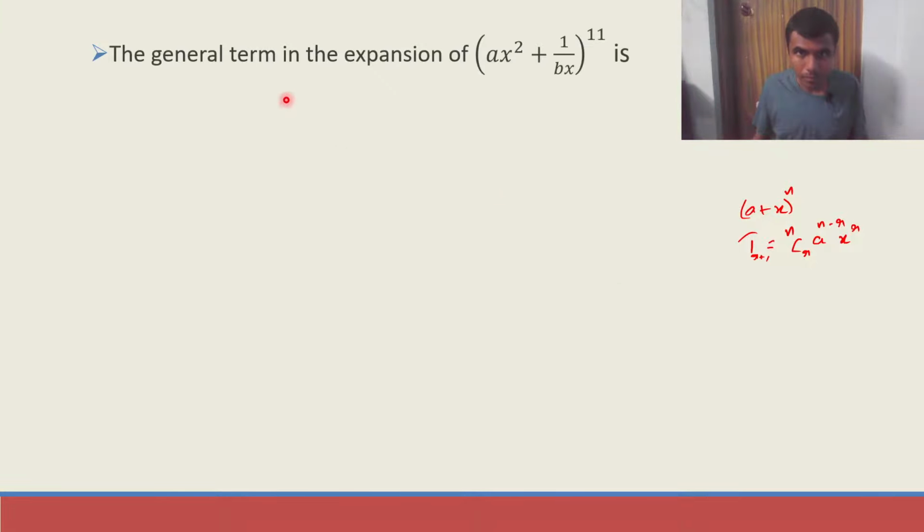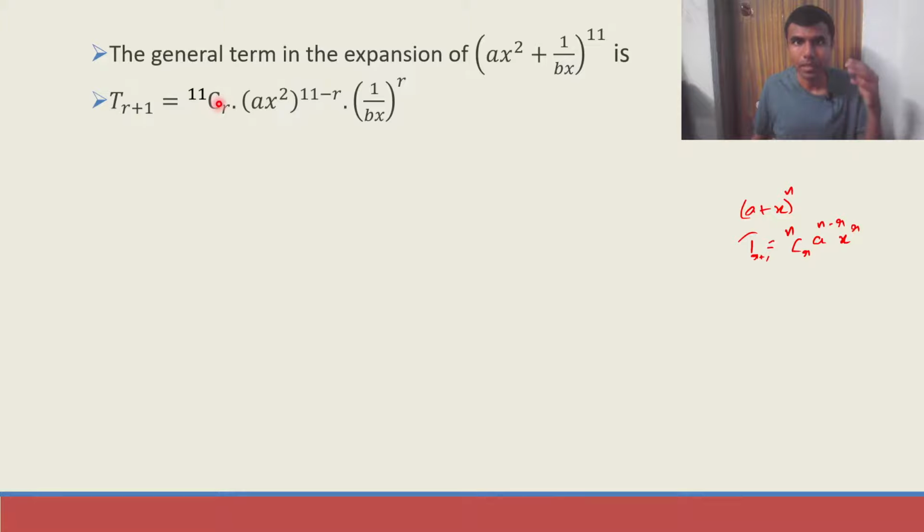Now here, what is our expansion? Our expansion is (ax square plus 1 by bx) to the power 11. My general term for this expansion is T(r plus 1) equal to 11Cr, because here my n is 11, so 11Cr a power n minus r. In place of a, I have ax square, so (ax square) to the power 11 minus r into x power r. In place of x, I have 1 by bx, so (1 by bx) to the power r. I hope this step is clear.